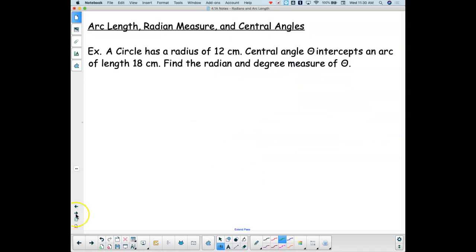Hey, let's do 4 word problems and let's see what's going on. First one, a circle has a radius of 12 centimeters. Central angle theta intercepts an arc length of 18. Find the radian and the degree measure of theta. Let's draw a picture. A circle has a radius of 12. Oh, I can draw a circle. Well, I can attempt.